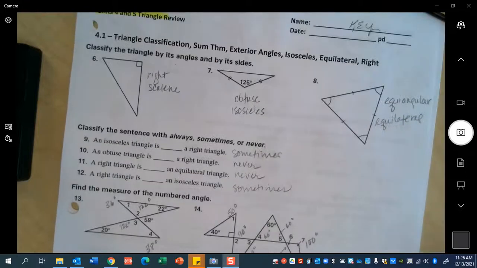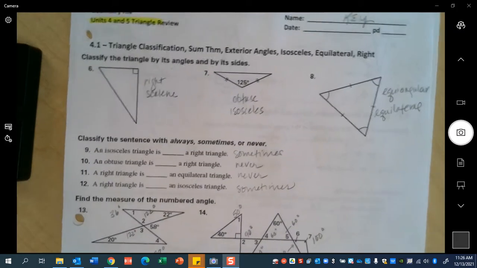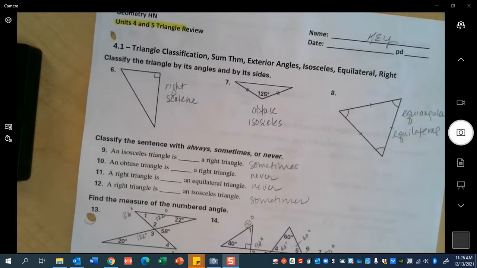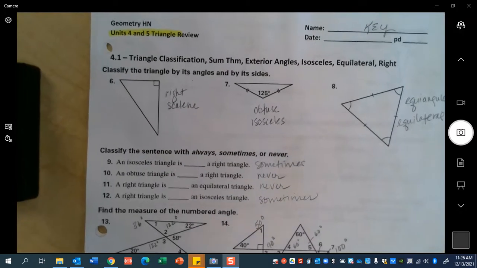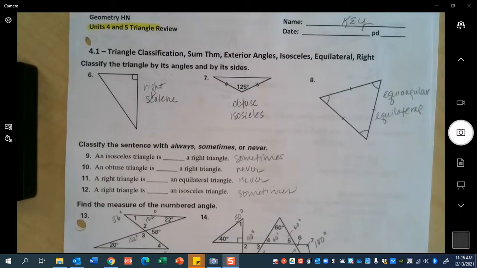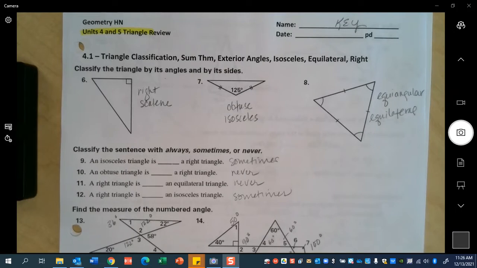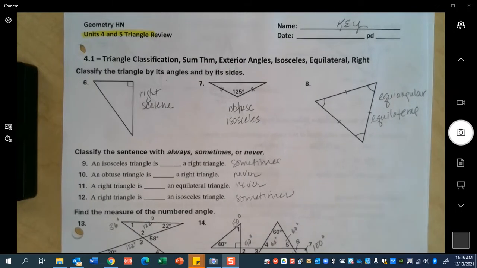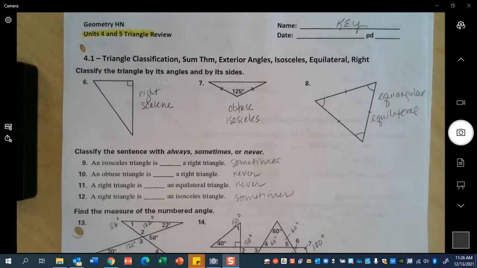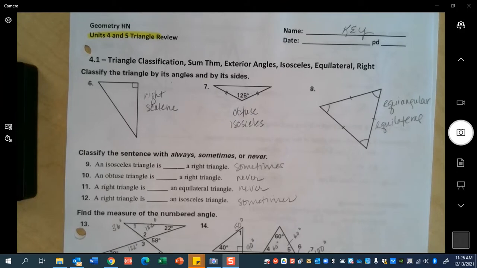All right, so we're just going to try to scoot through this part fast because the chapter 4, the unit 4 stuff is more of a review for you. But calling these triangles right, scalene, obtuse, isosceles, equilateral, and equiangular, just kind of puts that vocabulary back in our minds.